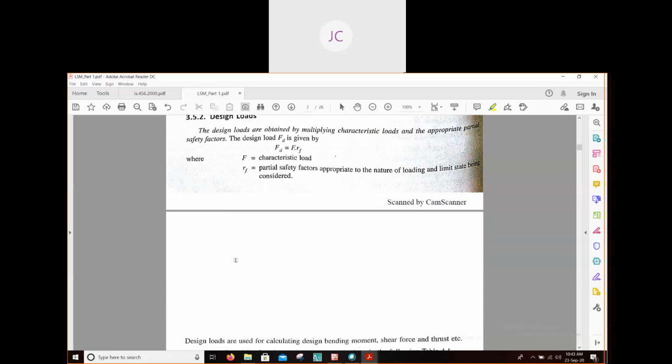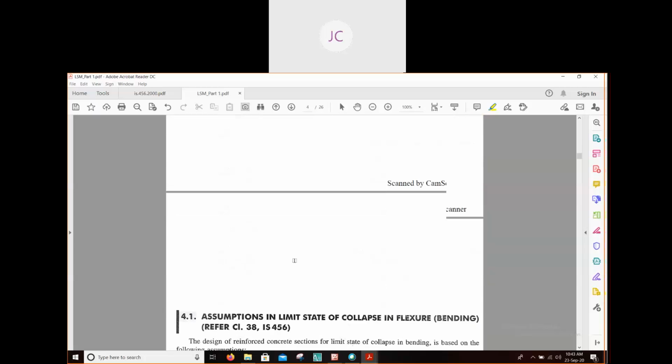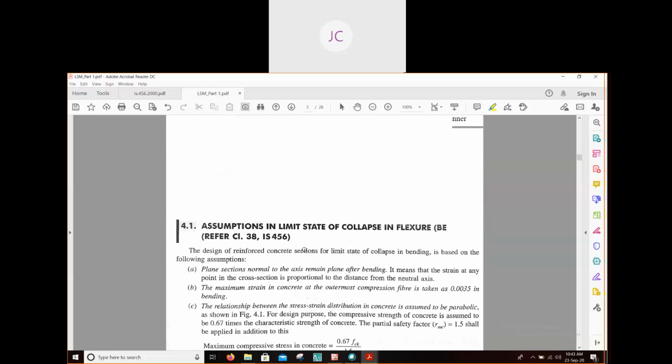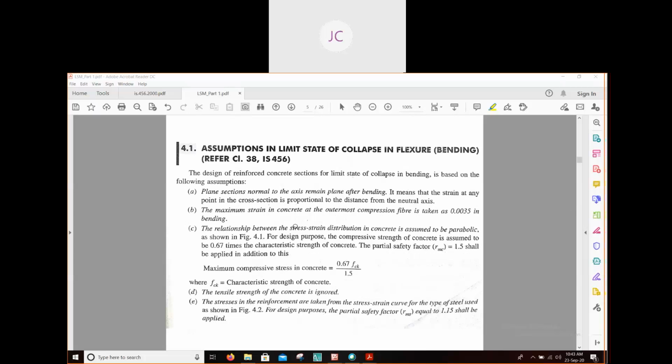Next, these things are already discussed. So let us come to the main part of the syllabus. We will start first with the limit state of collapse in flexure. These things are given in IS 456.